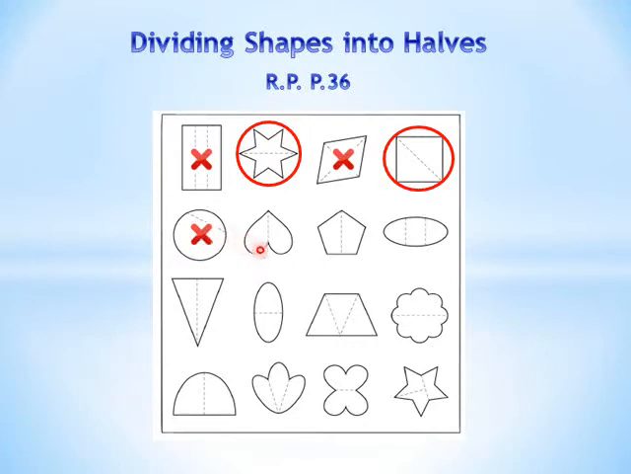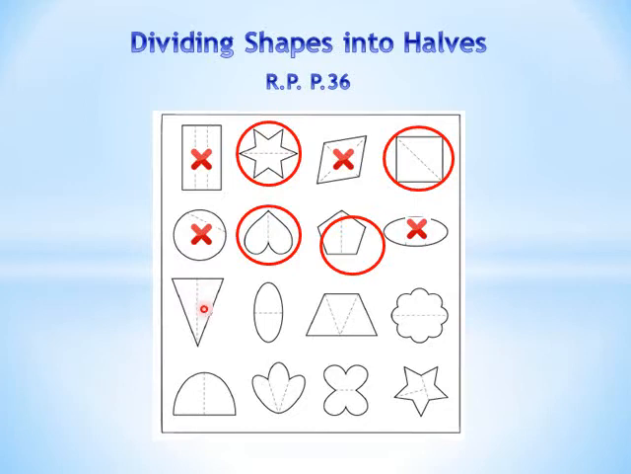This heart, yes, I have here 2 halves. You remember this shape? It has 5 sides. What do we call it? Pentagon. Yes, super. It is divided into 2 equal parts, so it is divided into 2 halves. I will circle it. What about this oval? It is divided into 3, not 2, so I don't want it. I will cross it out.